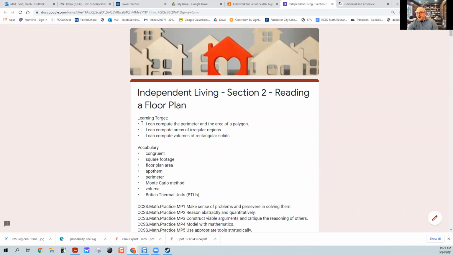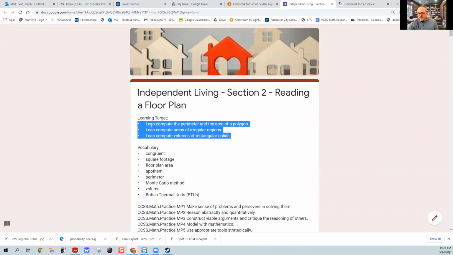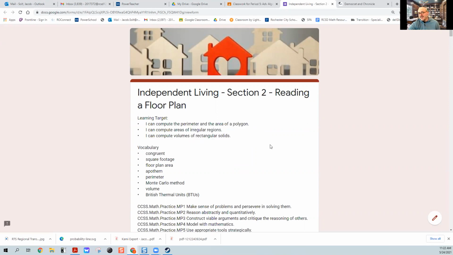All right, three new learning targets. I can compute the perimeter and the area of a polygon. I can compute the areas of irregular regions, and I can compute the volumes of rectangular solids. The idea here is that in section 2 this week, we're just looking at floor plans, all the different kinds of floor plans and designs, and we're going to be doing some geometry in order to get a sense for how big an apartment of, say, 900 square feet is.